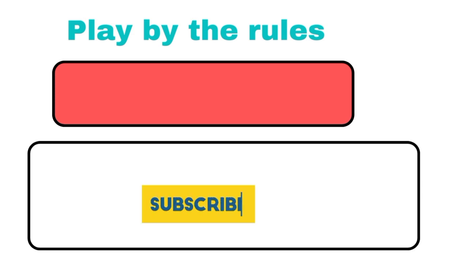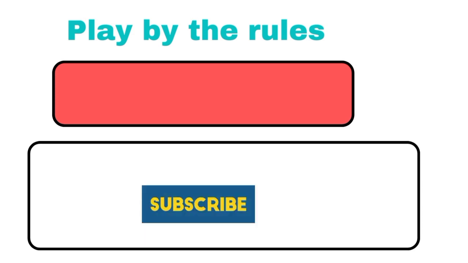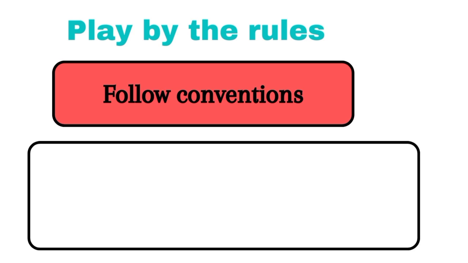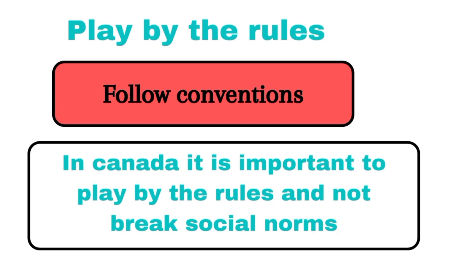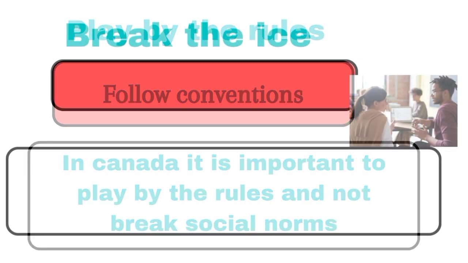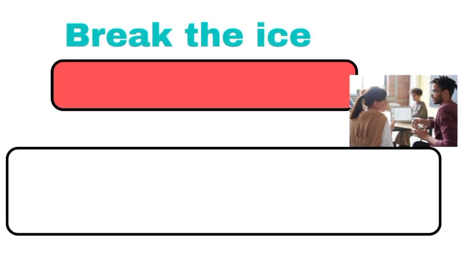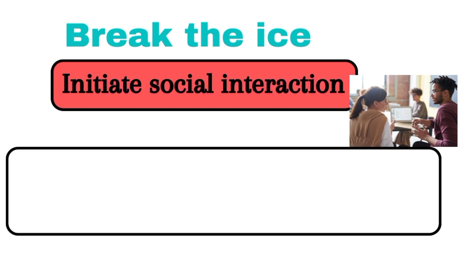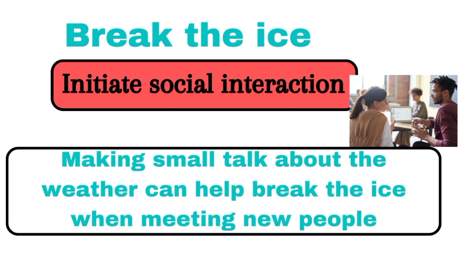Play by the rules. To play by the rules means to follow convention. For example, in Canada, it is important to play by the rules and not break social norms. To break the ice. This has nothing to do with ice. It just means to initiate a social interaction. For example, making small talk about the weather can help break the ice when meeting new people.